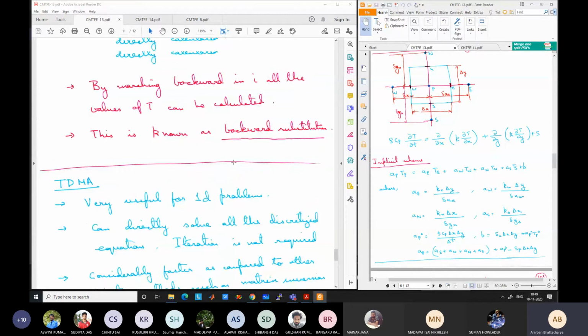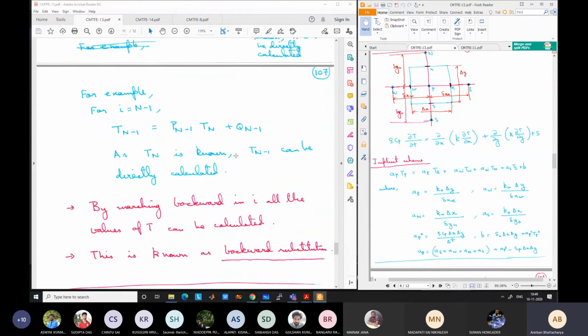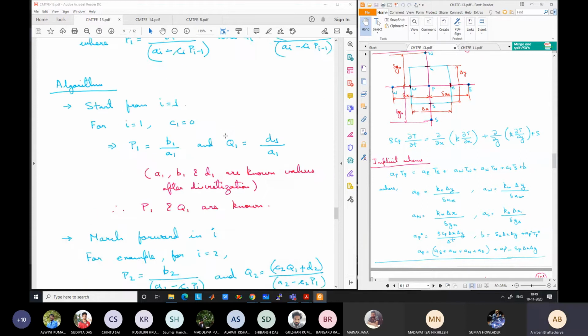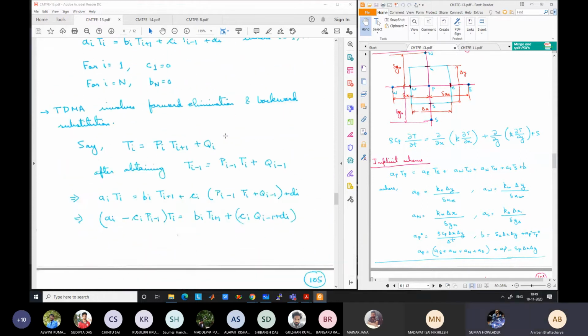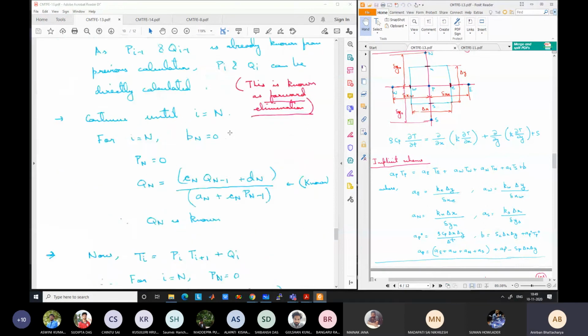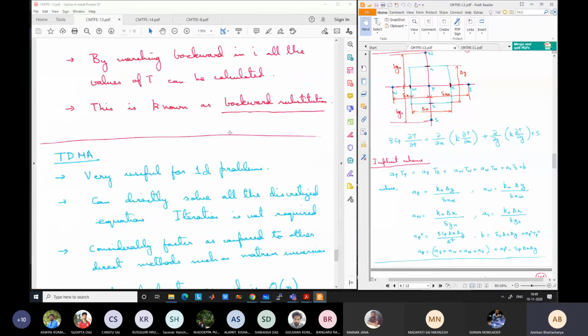So let us take a break here. Any questions regarding this TDMA? Will you be able to implement these steps? Because that is very important. Many of these solution algorithms use TDMA because of its efficiency.